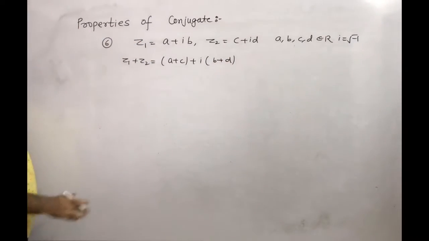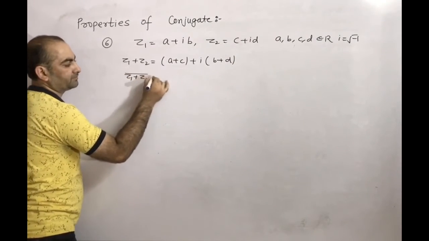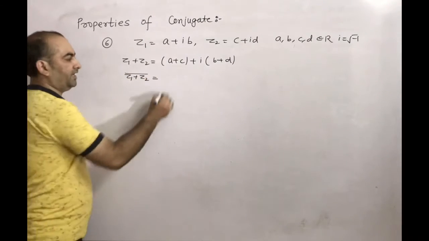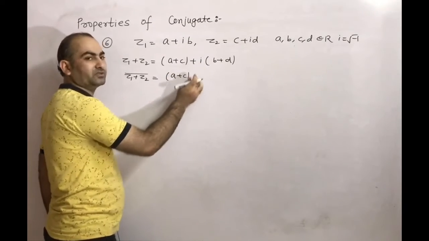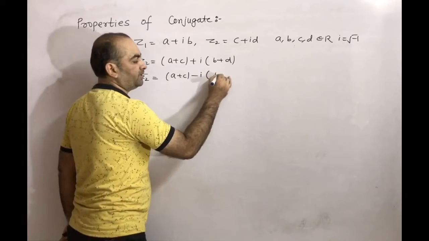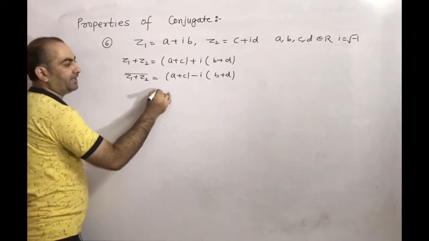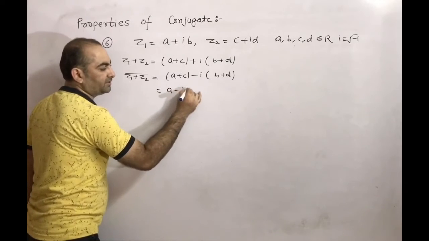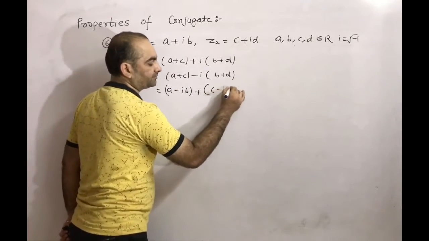Now if we take the conjugate of this one, z1 plus z2 whole bar, this is equal to a plus c, and we have to change the sign of iota. Here we have plus iota, so it will become minus iota times b plus d. So this one we can write as a minus iota b plus c minus iota d.